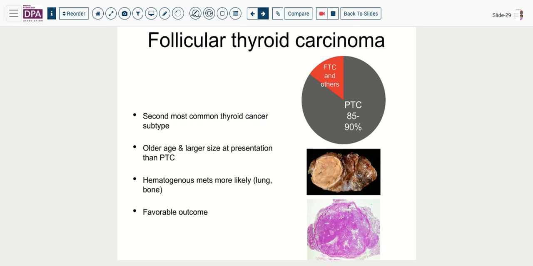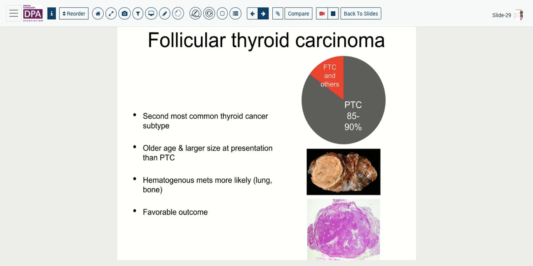Okay, so moving on to follicular thyroid carcinoma. This is 10 to 15% of cases. These are not uncommon, but they're not as common as papillary thyroid carcinoma. These tend to be older age patients and to have somewhat larger size at presentation than papillary carcinoma.